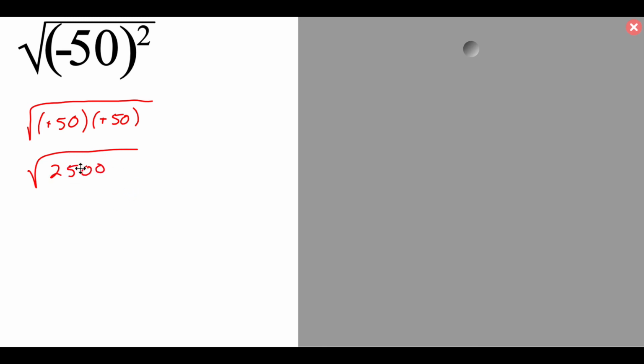So we're really looking at doing the square root of 2,500. So that means we're looking for some number that when we square it, or when we multiply it by itself, we get 2,500. Well, in order to get 2,500, we just took 50 times 50 in order to get that. So the answer here is just going to be 50.